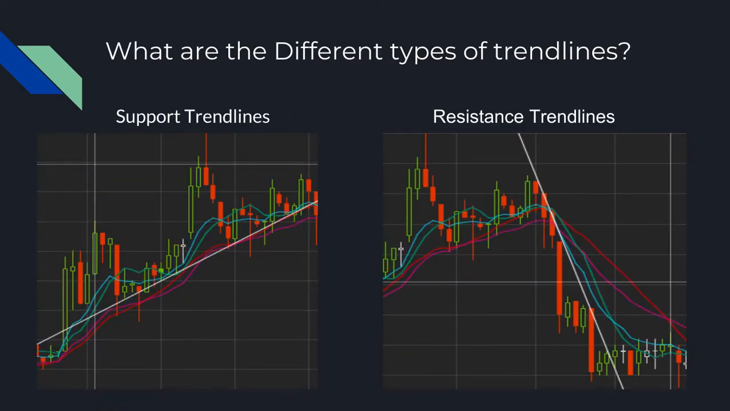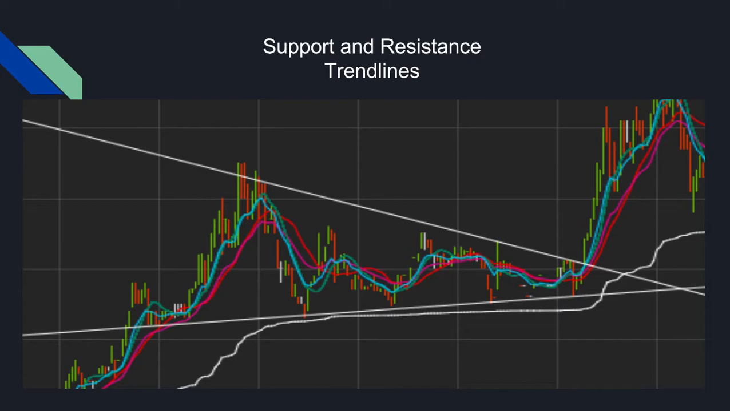What are the different types of trend lines? There's support trend lines and resistance trend lines. Support trend lines are always going to be under the price. Resistance trend lines will always be above the price. There's also support and resistance trend lines, which is both of them together.